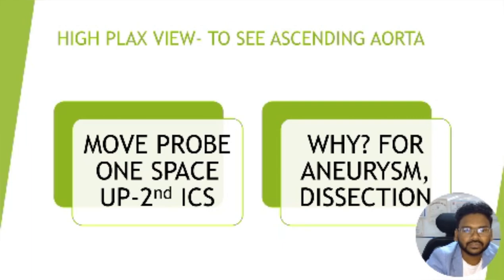And also we can look at the high parasternal long axis view to see the ascending aorta. So how to make this view? We can move the probe one space up. Suppose we are in the third intercostal space, then just move to the second intercostal space. And this view is mainly used for aneurysm and dissection and the extent of dissection.